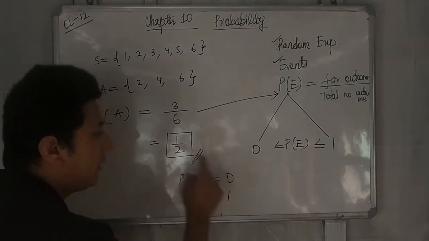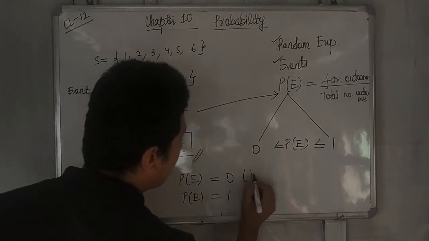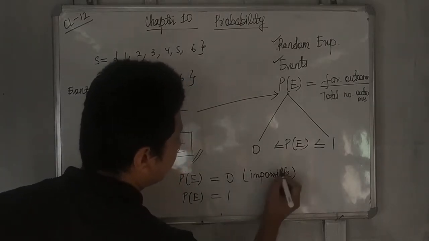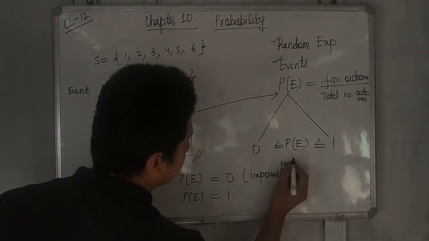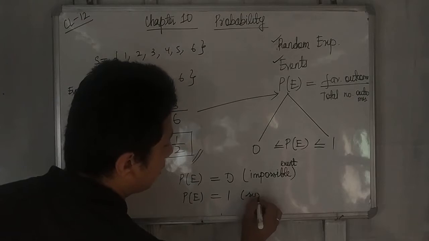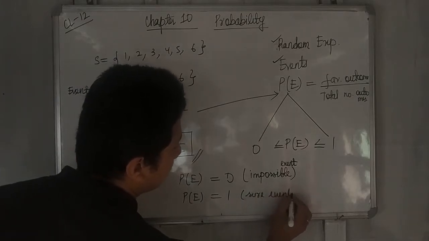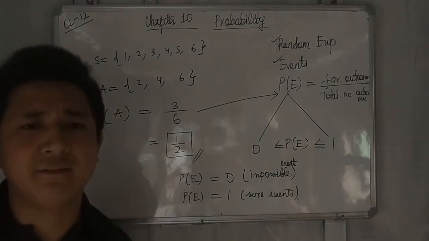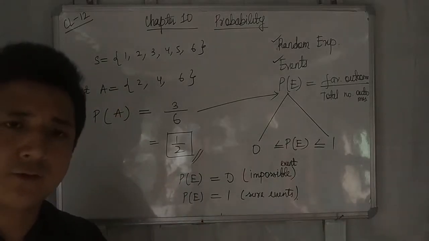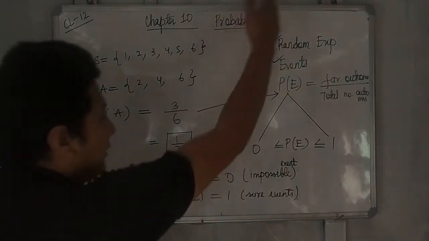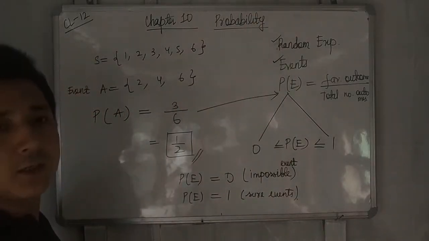When probability of E equals 0, this is called an impossible event. And when probability of E equals 1, it will be a sure event, definitely. There are more events like equally likely events, mutually exclusive events, exhaustive events. We'll come to that later. For the time being, this thing has to be clear before we start probability.